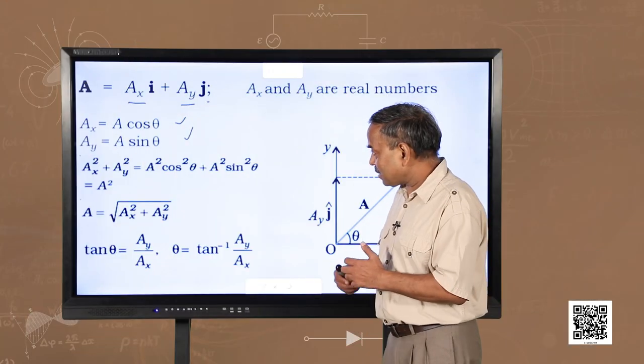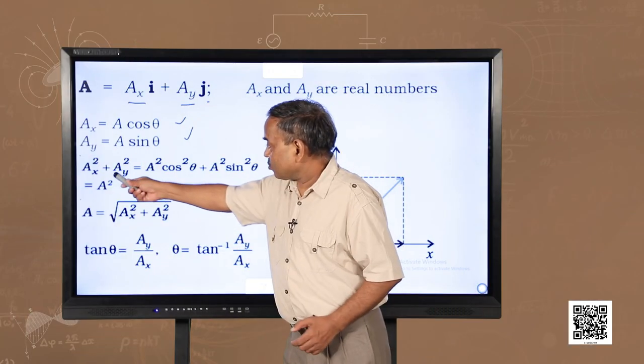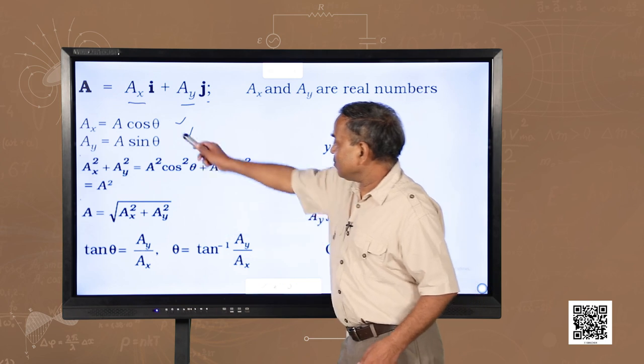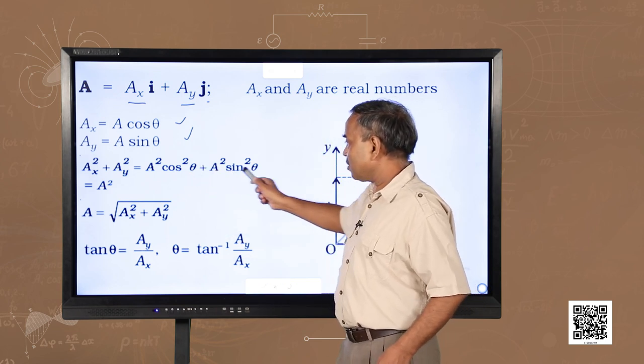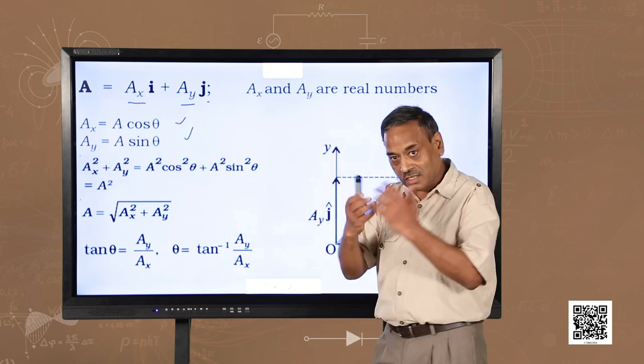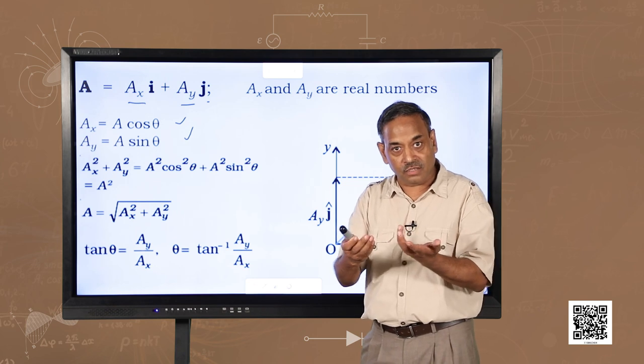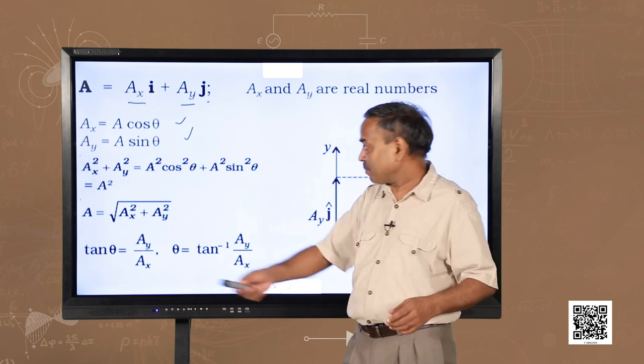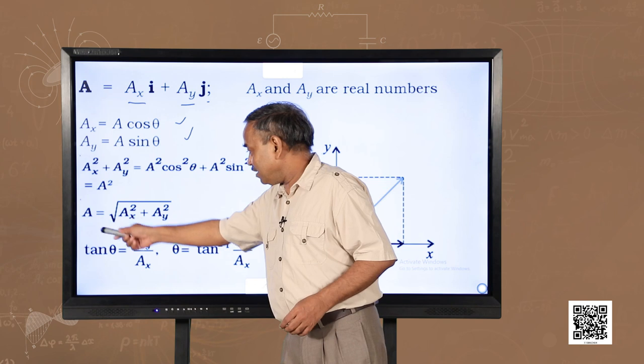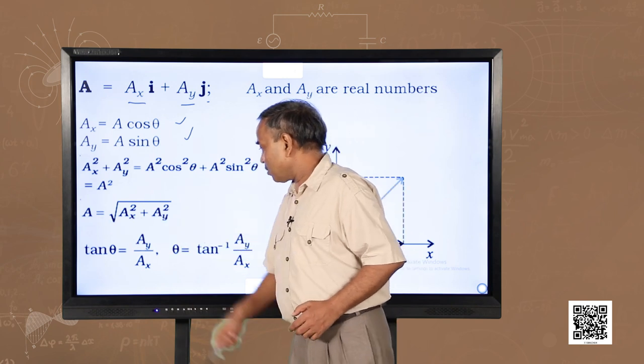Now, look at the interesting mathematics of it. AX square plus AY square is nothing but A square cos square theta plus A square sin square theta. Cos square theta plus sin square theta is unity, equal to 1, we know it, a simple trigonometric relationship. So, this is equal to A square, or A is equal to under root AX square plus AY square.